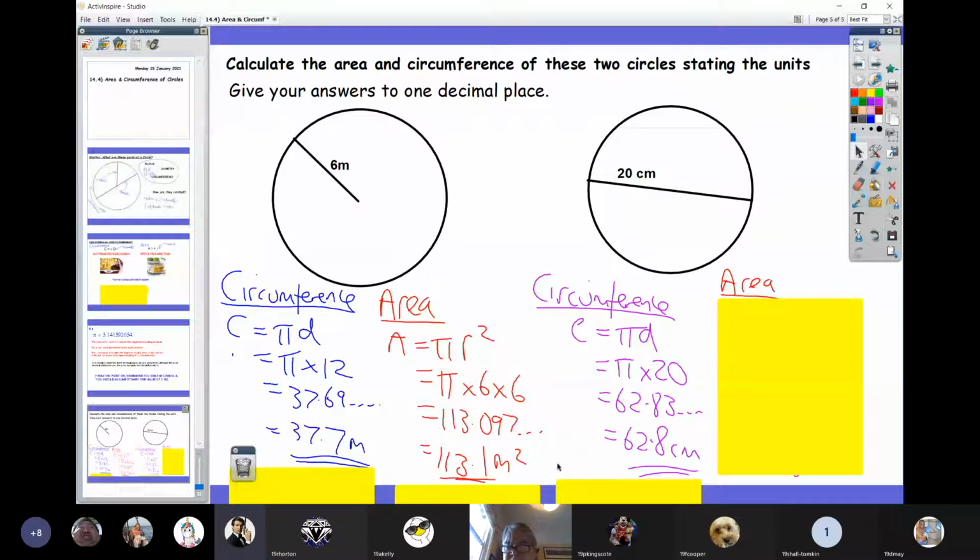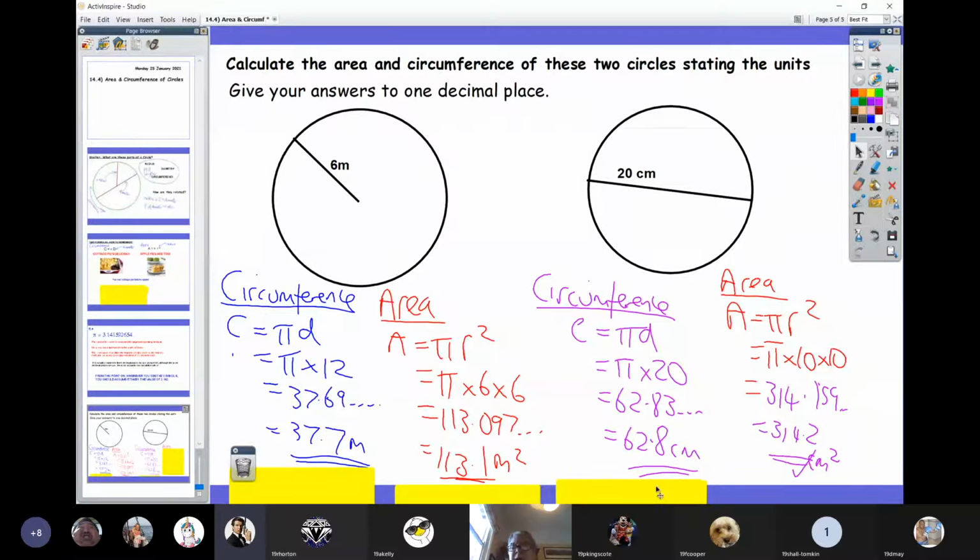And then finally the area, pi r squared. We need the radius to use the area formula. We've been given the diameter, so we have to halve that diameter to get the radius, which is 10. Then pi times 10 times 10. Remember, r squared means r times r, so 10 times 10. That gives us 314.159, so 314.2 meters squared to one decimal place.